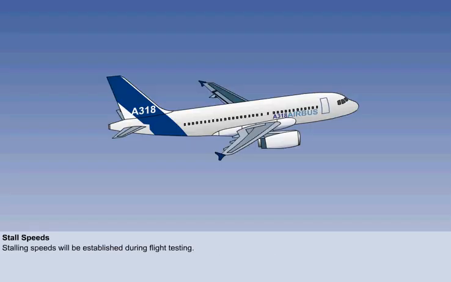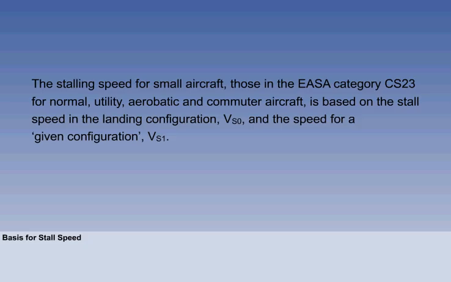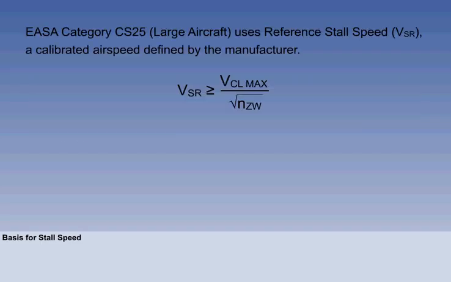During the flight testing that takes place before type certification, prototype aircraft are stalled, and the stalling speeds established for inclusion in the flight manual. The stalling speed for small aircraft, those in the EASA category CS23, for normal, utility, aerobatic and commuter aircraft, is based on the stall speed in the landing configuration, VS0, and the speed for a given configuration, VS1. For large aircraft, in EASA category CS25, a reference stall speed, known as VSR, is used.